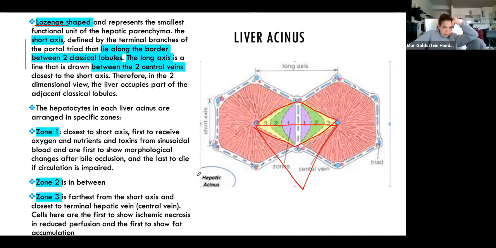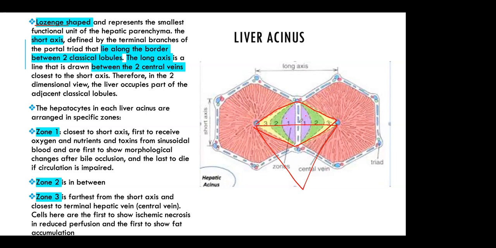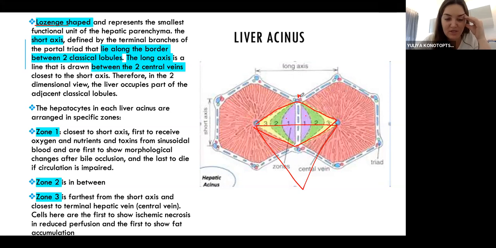3.1.1. Why 1? Because here we have portal triads. Inside of the portal triad is the hepatic artery, and this hepatic artery carries very nice oxygenated blood. Right next to it, there is the portal vein, which carries nutrients. So what is the first zone to receive all of this nice blood? This is the first zone.